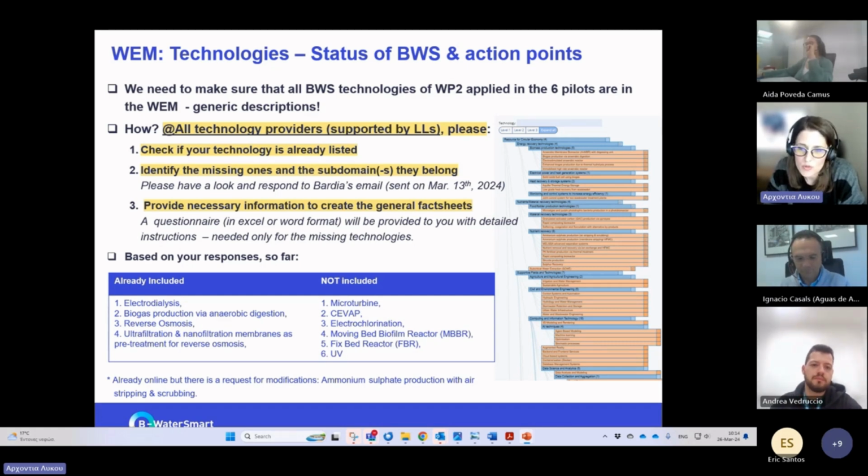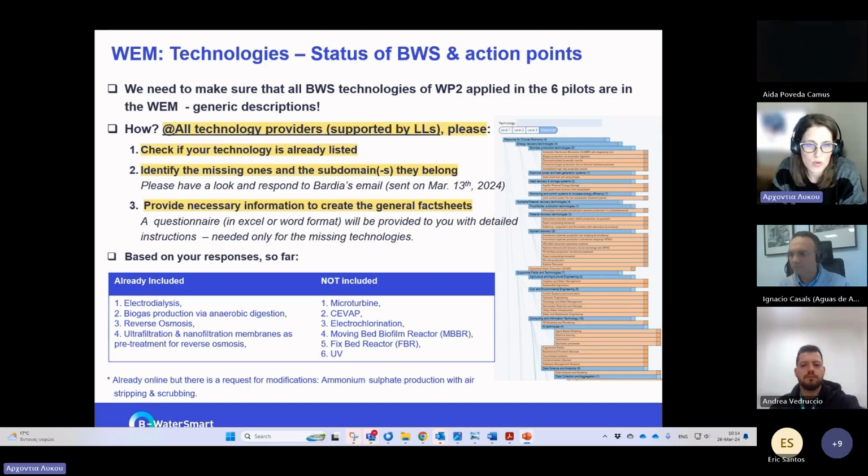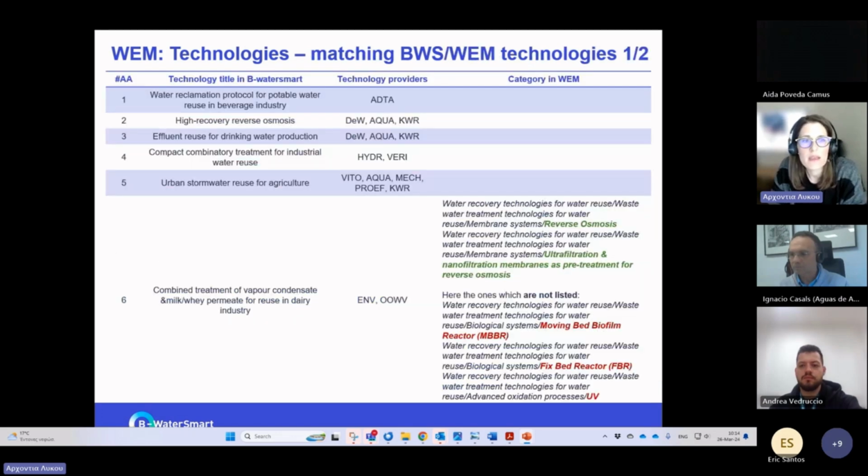Then we're going to see and discuss what is the best way to create a fact sheet that best describes each solution. Now, here the Work Package 2 team tried to match the technologies as described in the description of work, here in the left part, with how they are described in the Water Europe marketplace. I'm not going to get into detail.